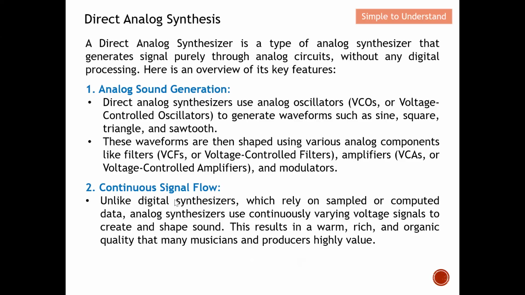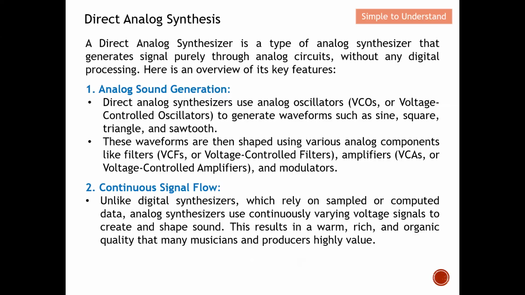Next is the continuous signal flow. Unlike a digital synthesizer, which relies on sampled or computed data, the analog synthesizer works with continuously varying voltage, which means analog. So basically they are continuous. Imagine for a digital signal, you need to rapidly change from 0 to 5 volt, for example.